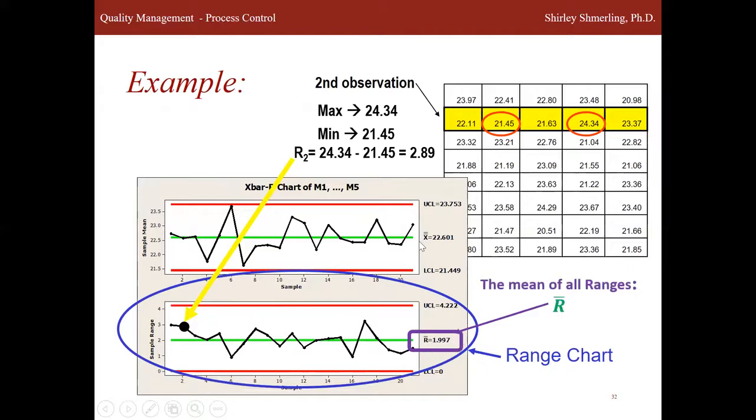So the mean of the X bar chart is called X bar bar, and the mean of the range chart is called R bar.